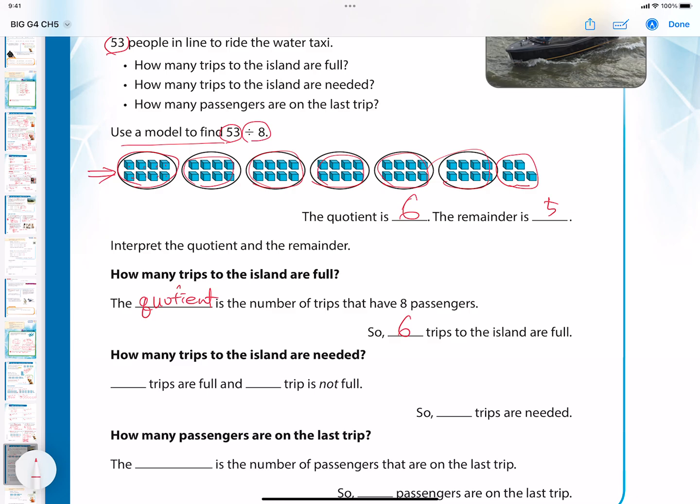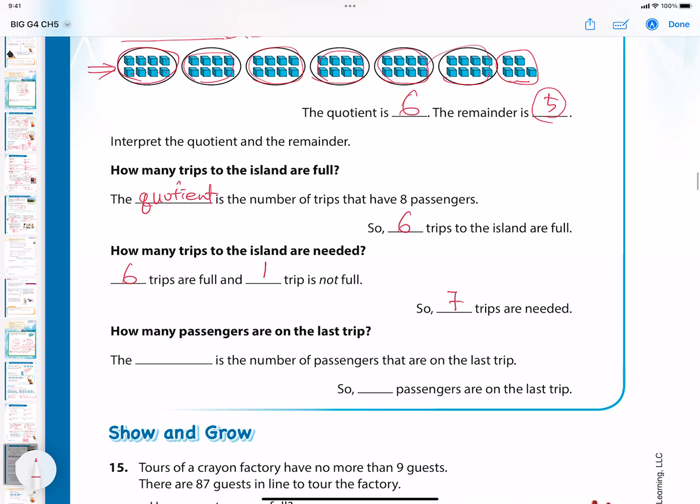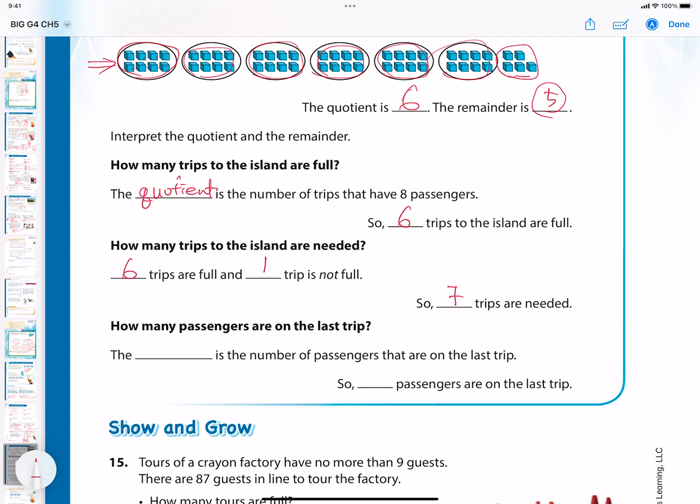Okay, and then how many trips to the island are needed? 6 trips are full and 1 trip is not full. But you have to give the 5 passengers a ride anyway, even though it's not full, right? So how many trips together? 6 plus 1? Yes, 7. You cannot leave anybody behind, right? Even though it's not full, you have to give them a ride. Okay, how many passengers are on the last trip? Yes, 5. So 5 passengers are on the last trip, and that represents what? Remainder.